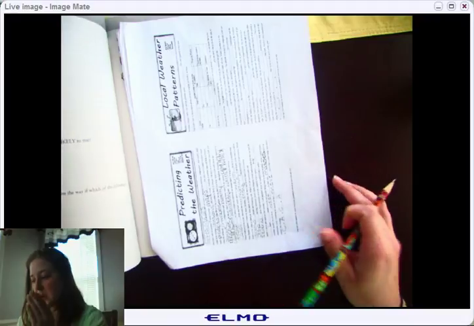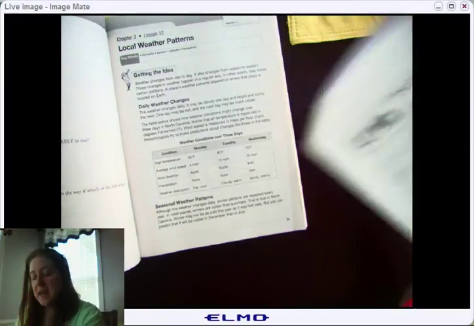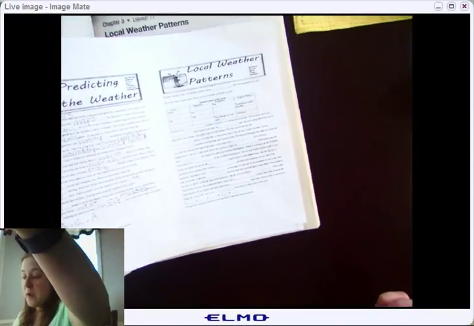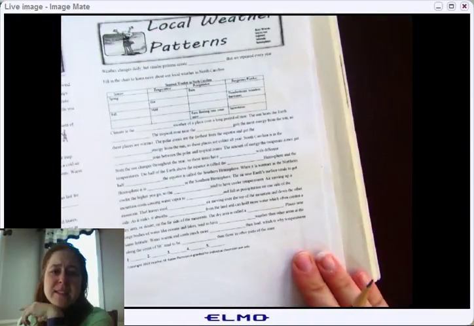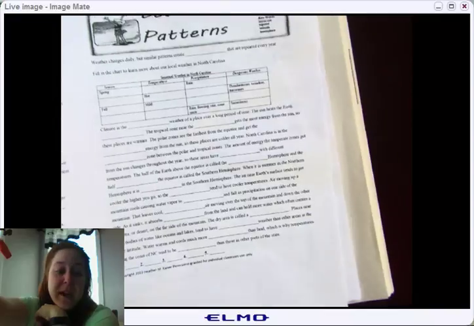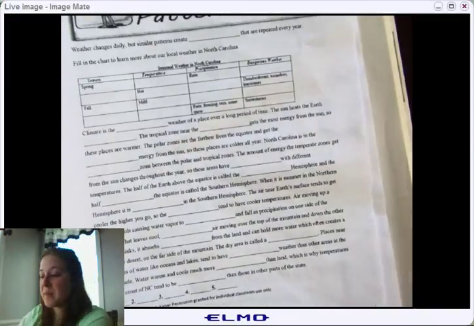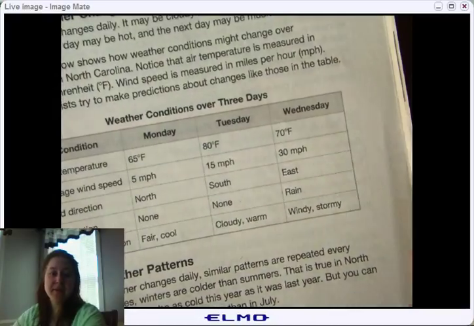If you want to follow along, we are on page 73. We are looking at local weather patterns here. It's going to ask us to do some copying, and I'm going to continue to read like we've been doing. So, local weather patterns.